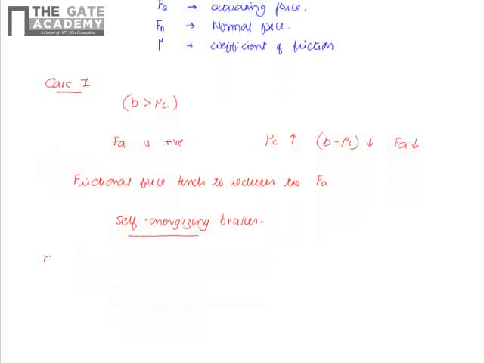Now we have case 2, where B is equal to mu C. In that case, what about Fa? Fa will become 0. That is, no actuating force is required to bring the body to rest, and such kind of brake is called a fully self-energizing or self-locking brake. Here, no actuating force is required.